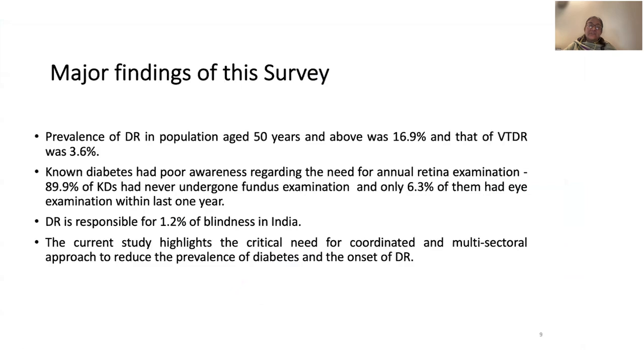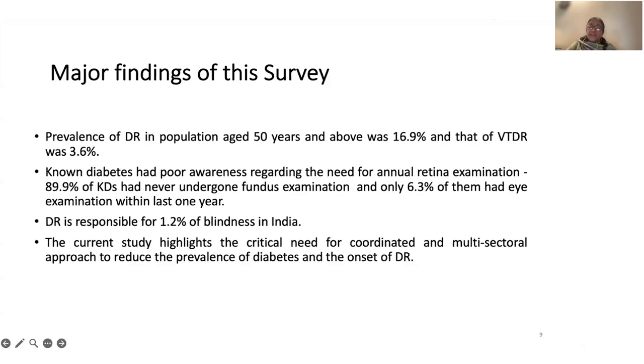So the major findings from this survey were that the prevalence of diabetic retinopathy was as high as 17%, but the vision-threatening diabetic retinopathy was 4%, and that means about 3 million diabetics residing in our country are actually already having vision-threatening diabetic retinopathy. Diabetic retinopathy is responsible for about 1.2% blindness, and keeping in mind the large population of our country, that again is a very huge figure.